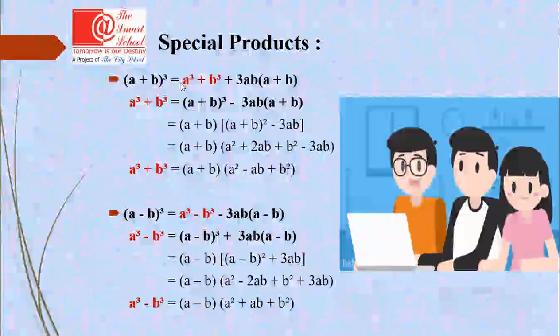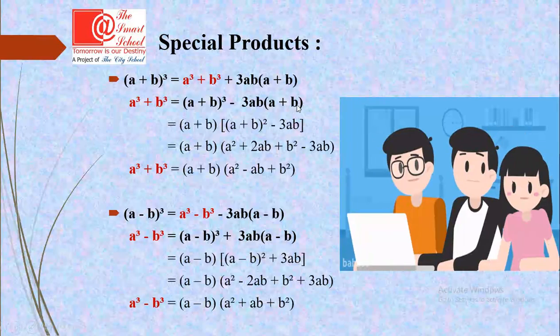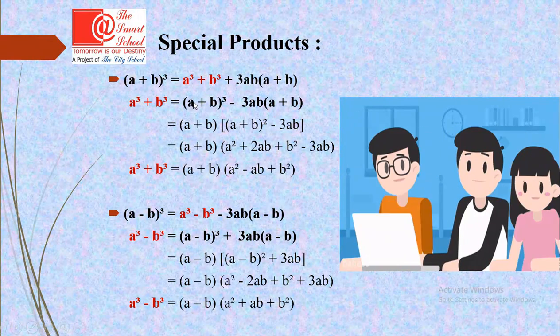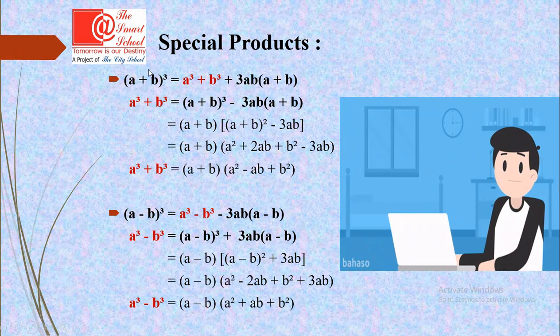As we have done in this identity, a plus b whole cube is equal to a cube plus b cube plus 3ab in the bracket a plus b. Now we have to find the value of this part, so this will go here with a minus sign. It is easy to write the value of the unknown on the left side, so it will be easy to solve. Otherwise it's fine if we write over here minus 3ab in bracket a plus b. So now it is equal to a plus b whole cube minus 3ab in bracket a plus b.